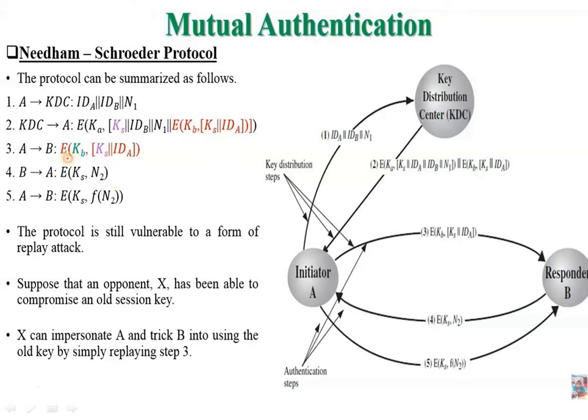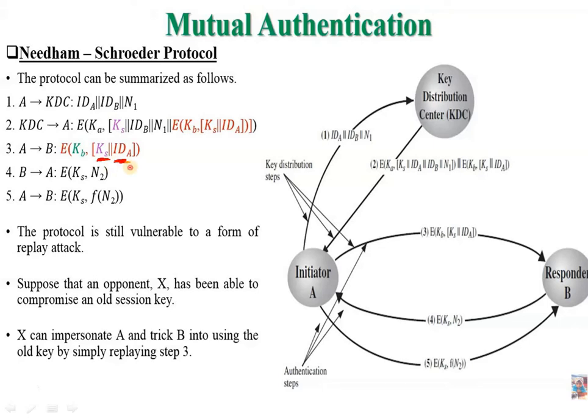Now this message will reach B. B can decrypt this message because it is encrypted by B's master key. So B can decrypt it and see the session key, and come to know who the sender is. That it will also know.